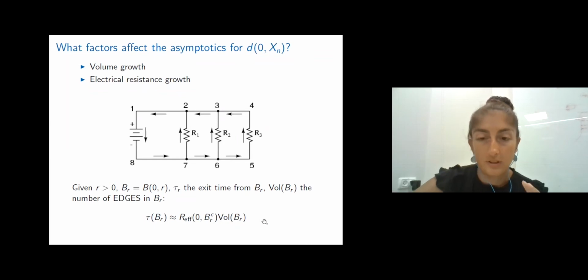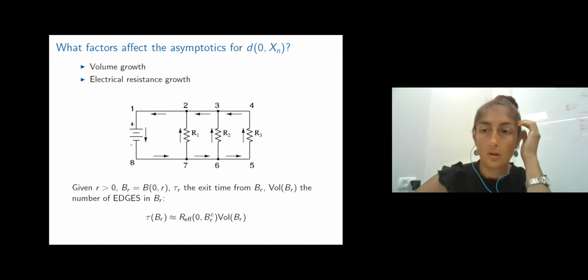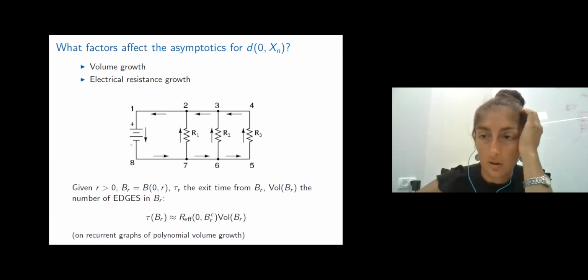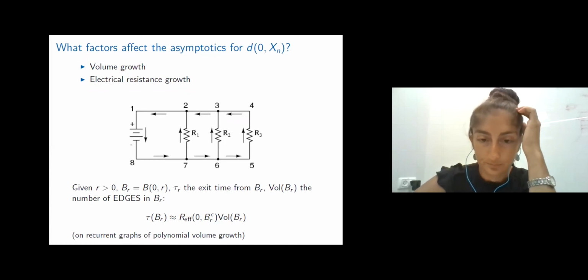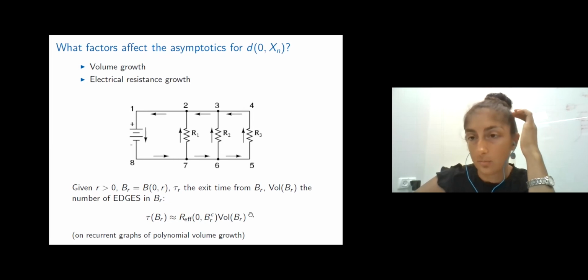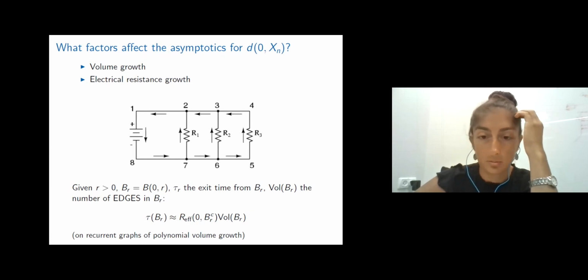And so this really captures this competing effect of volume slowing you down and also having extra escape routes. And there is a caveat that this just holds for certain recurrent graphs, but this will always be the case in this talk. And so this is the heuristic that we're going to use to understand how random walks behave on graphs throughout the talk.